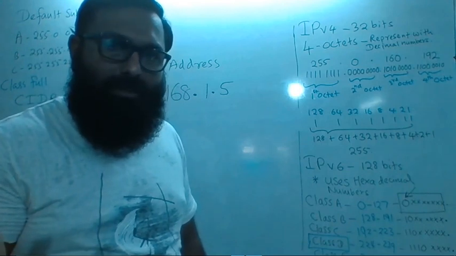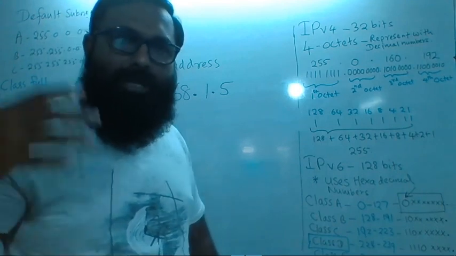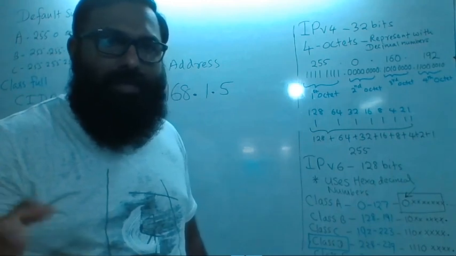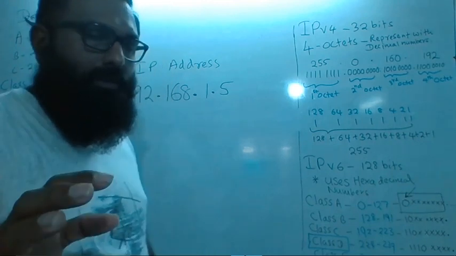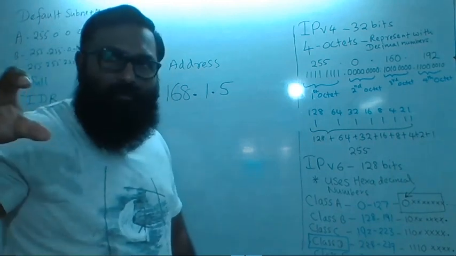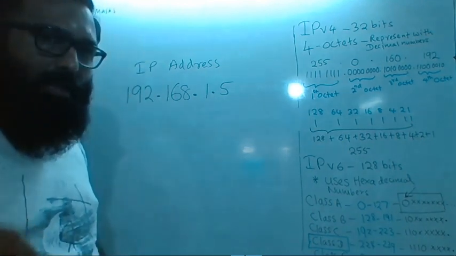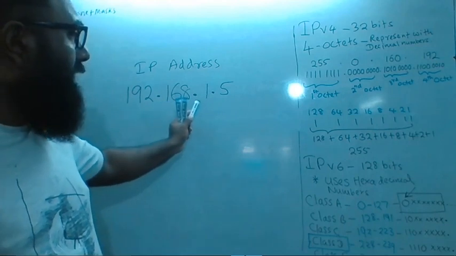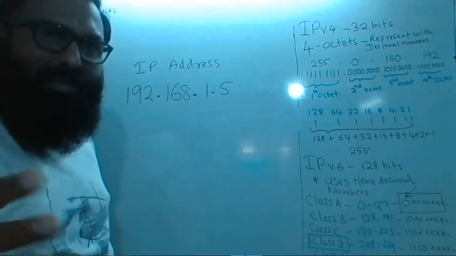What kind of objects? That can be a mobile phone, that can be a printer, that can be a computer, okay, that can be a router, anything. Okay, so any object in the network we are identifying with the help of IP addresses. Okay, so 192.168.1.5, it's a private IP address.